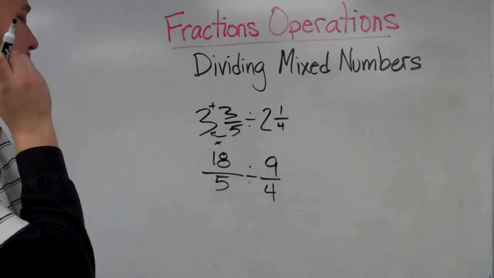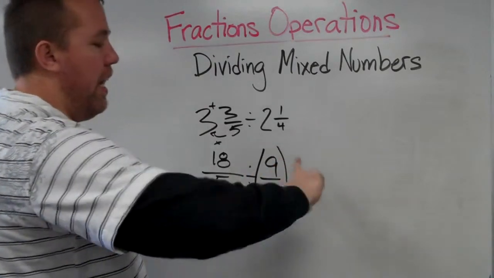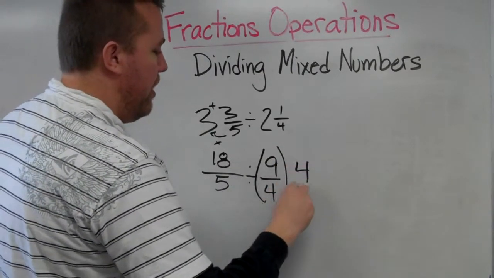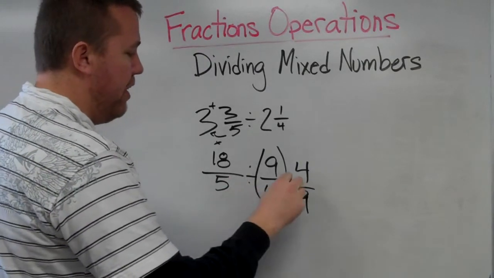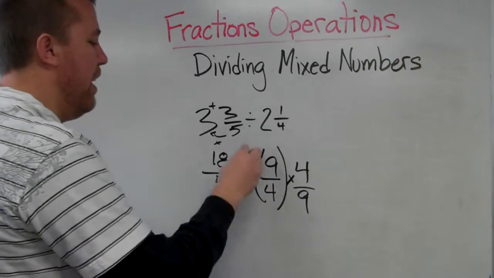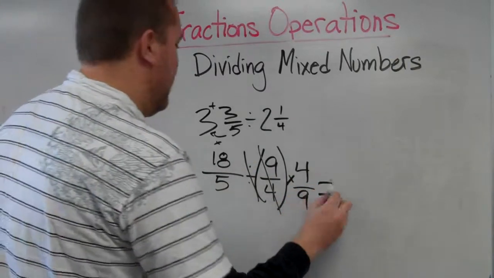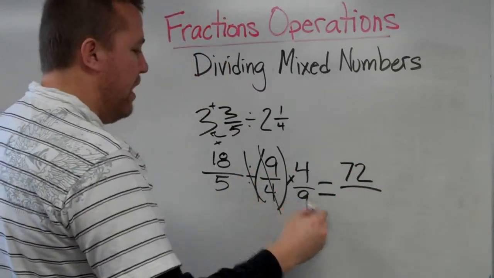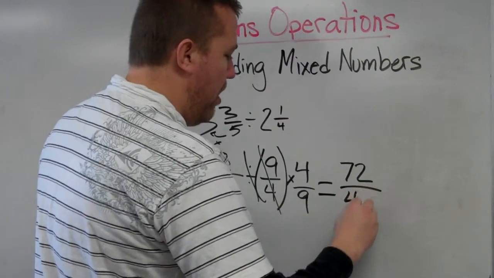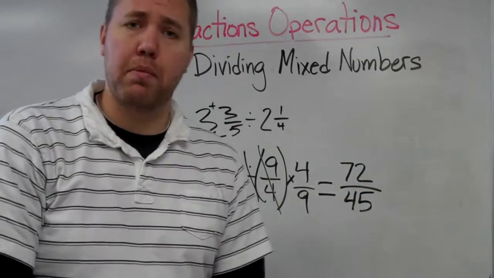Now, I have 18/5 divided by 9/4. I take this second fraction and I flip it. I do the inverse of the fraction, and if I do that, I have to do the inverse operation. Now, when I have that, I can just multiply straight across. 18 times 4 is 72. 5 times 9 is 45. So, wow, that's a pretty big one.